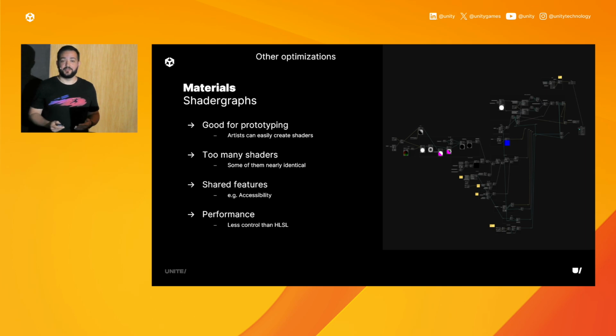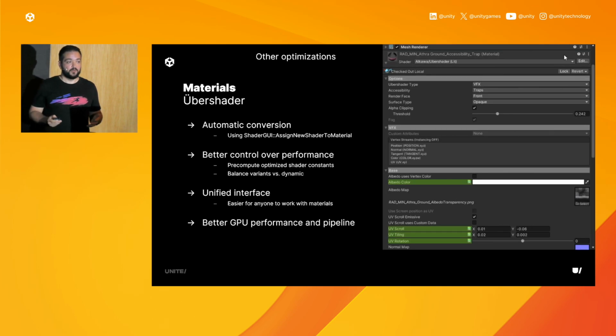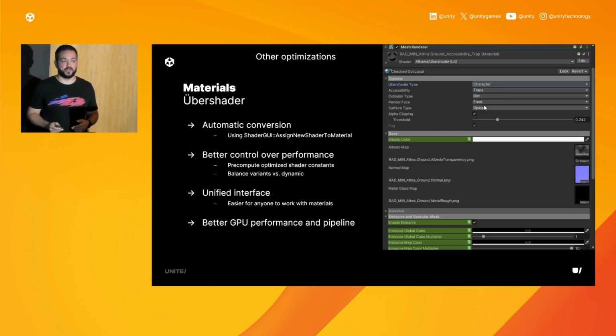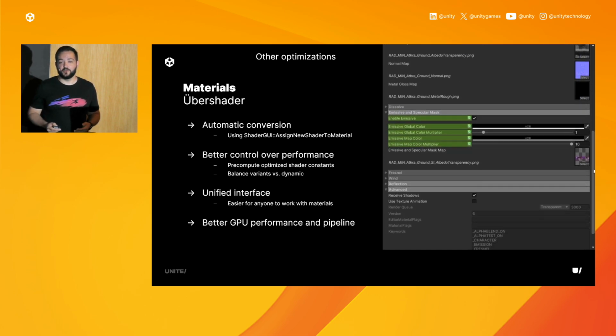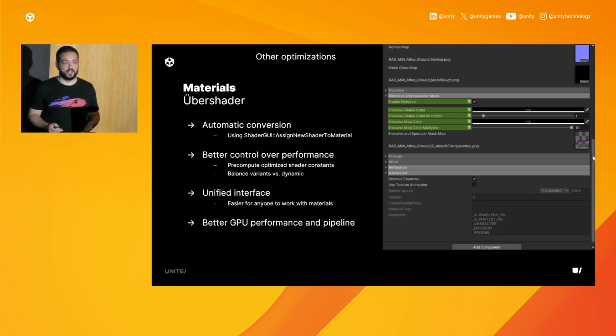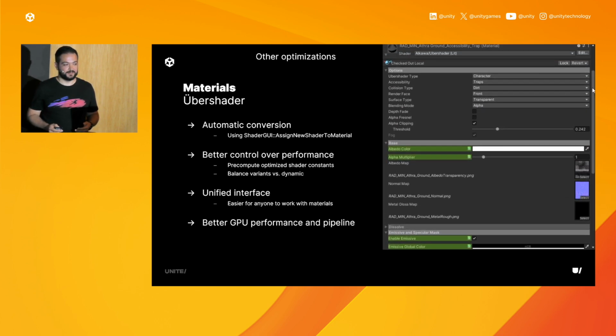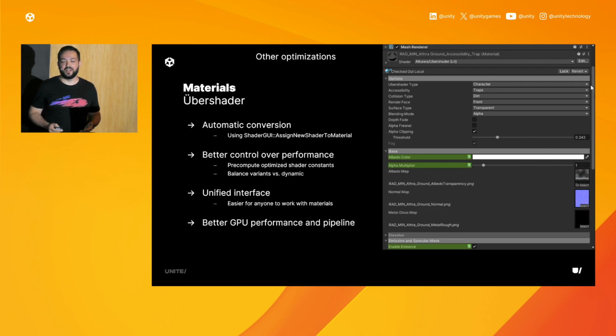And finally, after the first profiling sessions, we knew that we would have to squeeze every bit of GPU performance possible. For these reasons, we decided to move from shader graph to HLSL shaders, replacing all existing shader graphs with a more optimized Uber shader. Of course, we didn't want to add extra work to the artists, so we used an automatic conversion.